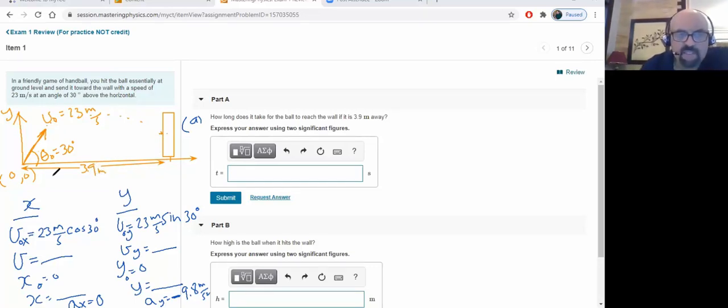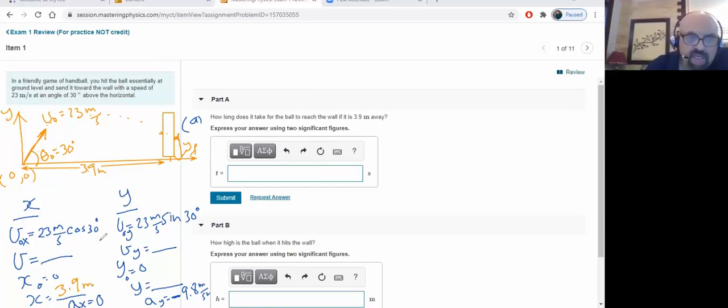Think about it. It represents the final position in the x direction. It's not the final position in the y direction. We don't know what that is. This will be y final, whatever y final is. So the 3.9 meters represents the final position in the x direction. So this is 3.9 meters from question A.